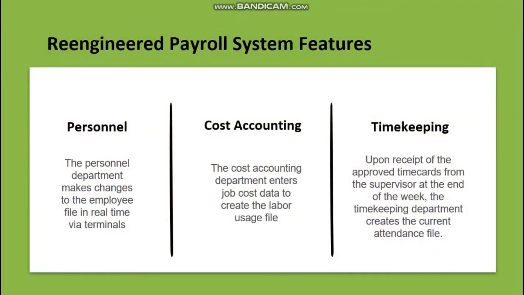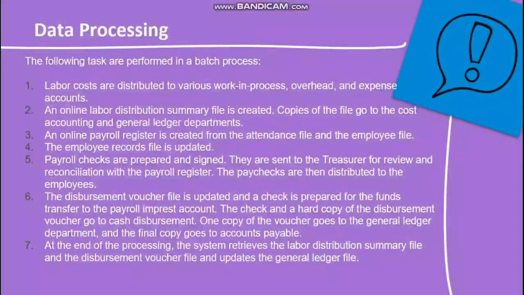First is personnel. The personnel department makes changes to the employee file in real time via terminals. These changes include additions of new employees, deletions of terminated employees, changes in dependents, changes in withholding, and changes in job status. Next is cost accounting. The cost accounting department enters job cost data, real-time or daily, to create the labor usage file. Next is timekeeping, which, upon receipt of the approved time cards from the supervisor at the end of the week, creates the current attendance file. In a re-engineered payroll system, the following tasks are performed in the batch process.